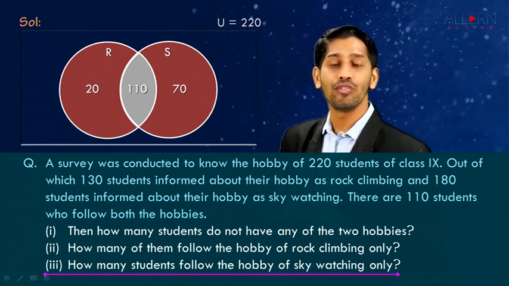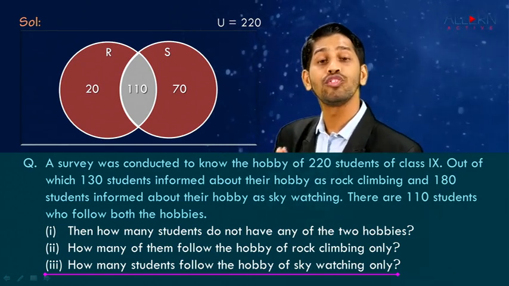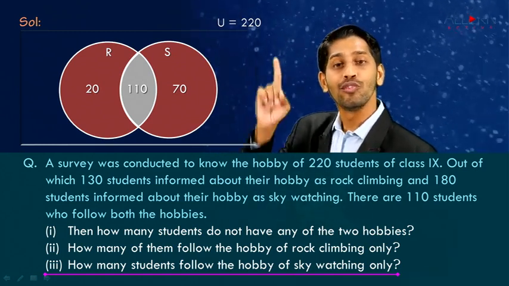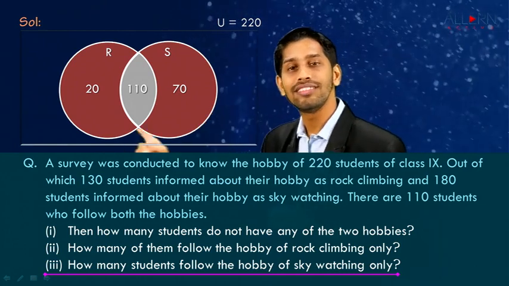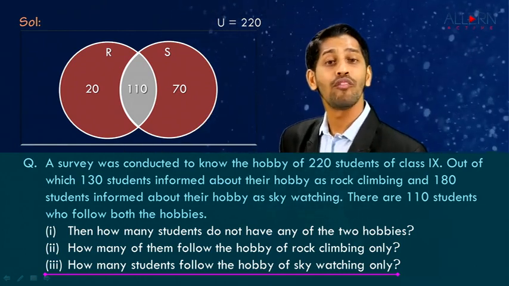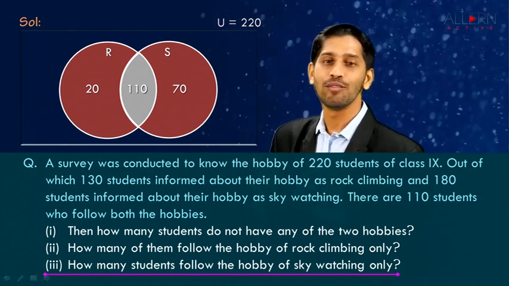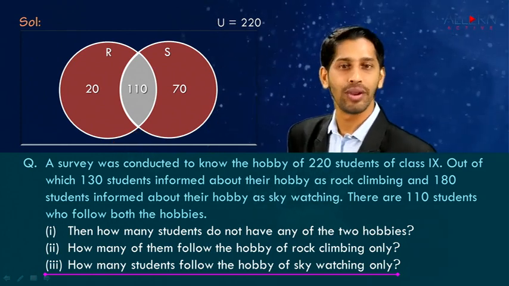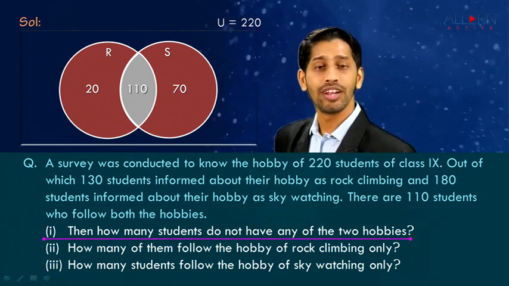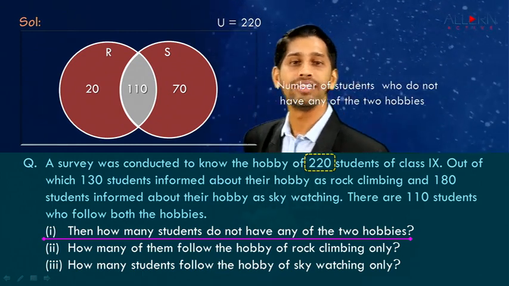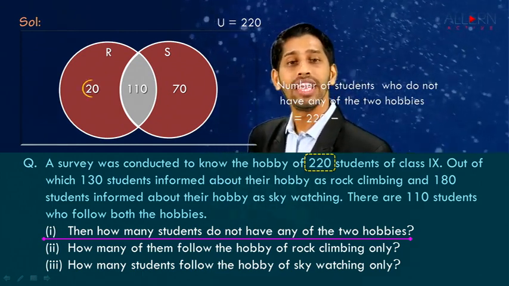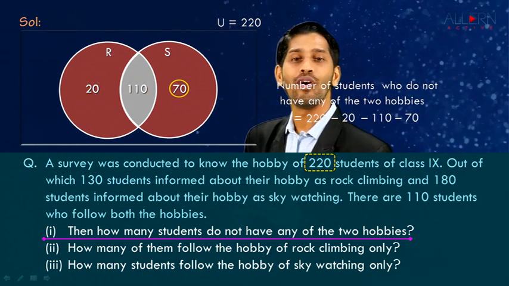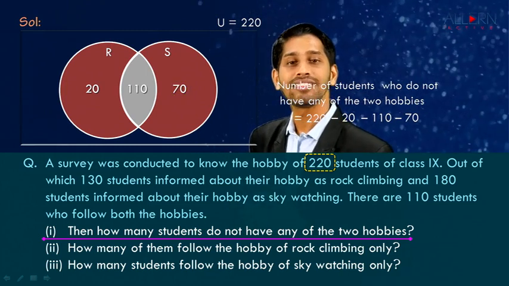Now we need to find the first one, that is, how many students do not have any of the two hobbies. It is very easy. The total is 220. So from this 220 we have to subtract all these three numbers and we'll get the number of students who do not follow any of the two hobbies, right? Or we can simply add these three numbers and subtract from 220. So the total number of students who do not follow any of the two hobbies is 220 minus 20 minus 110 minus 70, and when we subtract all these numbers we get the answer as 20.